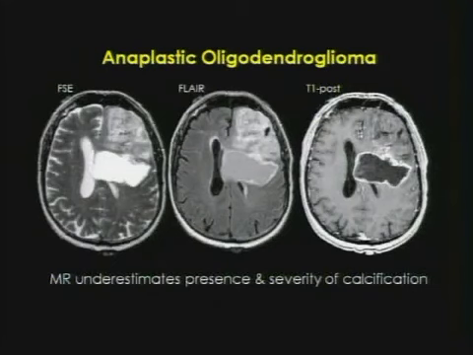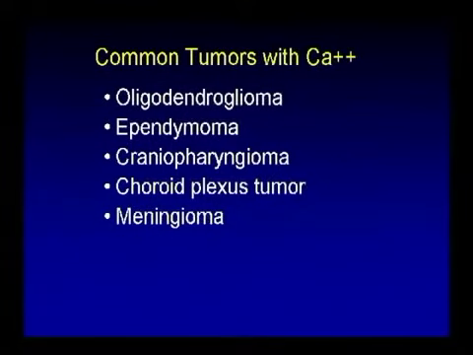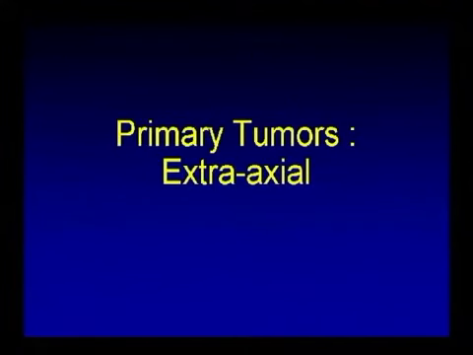Here's a gentleman with an oligodendroglioma, the lower grade component in the left frontal lobe, but this deep portion was anaplastic. Tumors with calcification, oligo is one of the common ones, but so is ependymoma, craniopharyngioma, choroid plexus tumor, and we see meningiomas a lot more common than these combinations, so always think about meningioma as well. Let's move on to the primary tumor involving the brain covering.